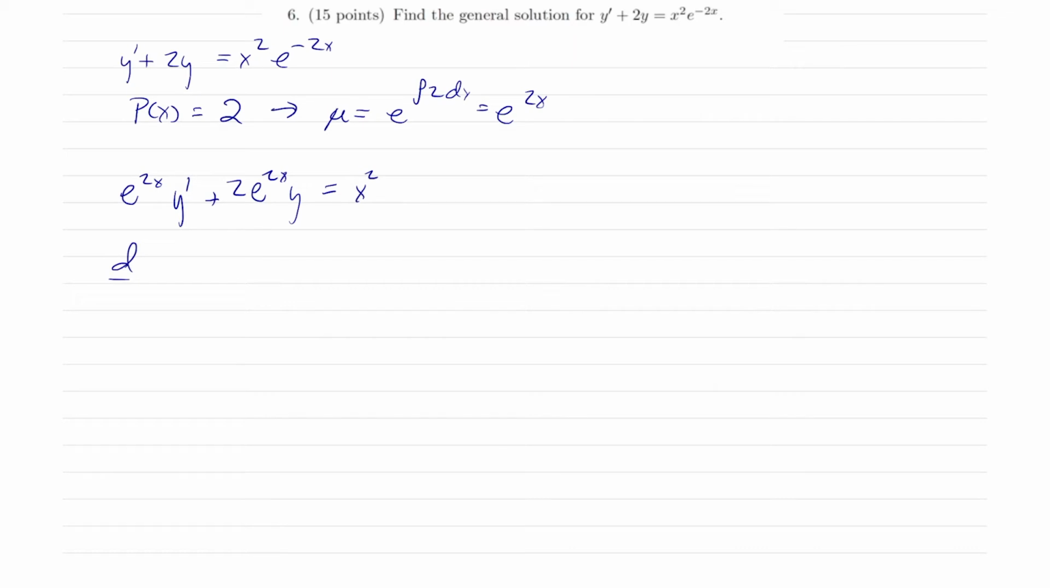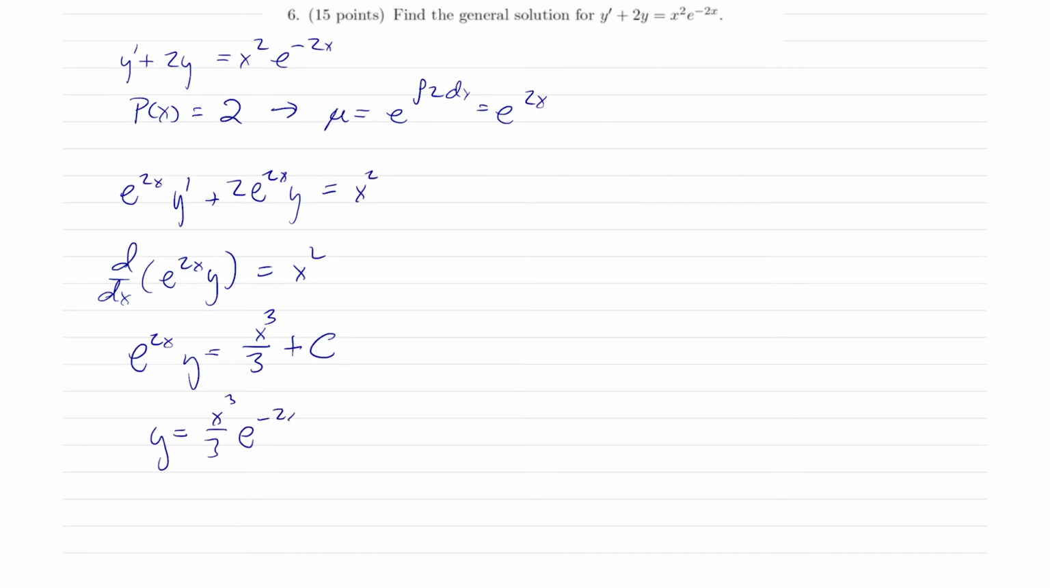So that means that this is d by dx of e to the 2x times y is equal to x squared. If I integrate both sides, I get e to the 2x y is equal to x cubed over 3 plus c. Y is equal to x cubed over 3 times e to the minus 2x plus c e to the minus 2x. And that is the general solution. All right, there we go.